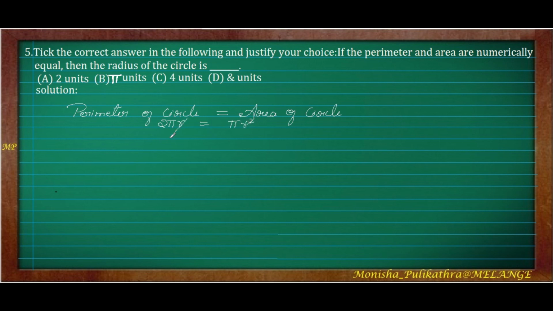Here r and r get cancelled. The remaining will be 2 pi is equal to pi r. Here again pi and pi get cancelled. So one r is cancelled here. The remaining is 2 is equal to r. That is, when the perimeter of a circle and the area of a circle are numerically equal, r is equal to 2 units. The radius value will be 2 units. Therefore, option A is the correct answer. I hope you understood this.